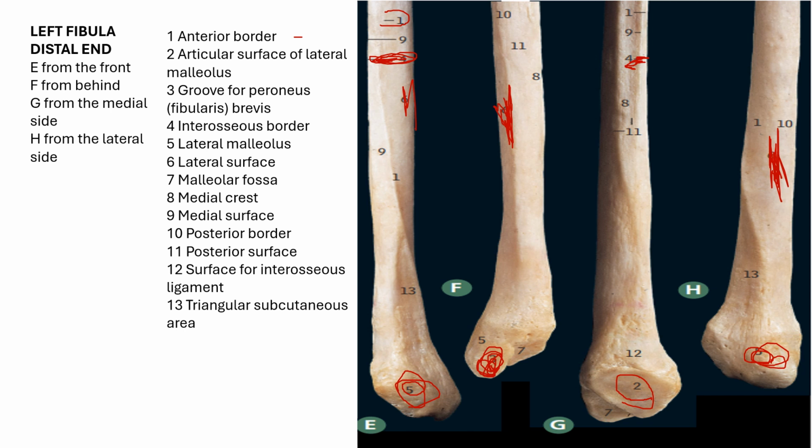The seventh one is the malleolar fossa. As we talk about that, the malleolar fossa is the structure which provides the attachments for the ligaments of the ankle.